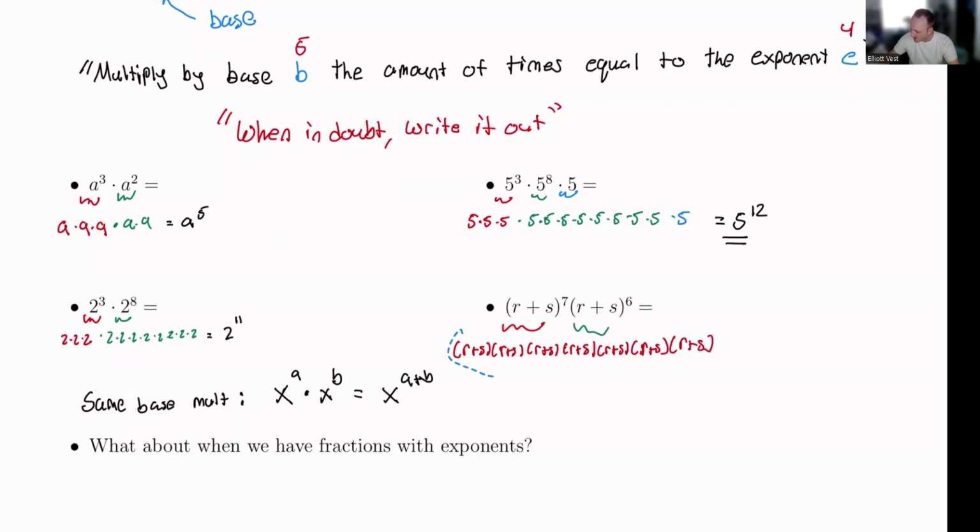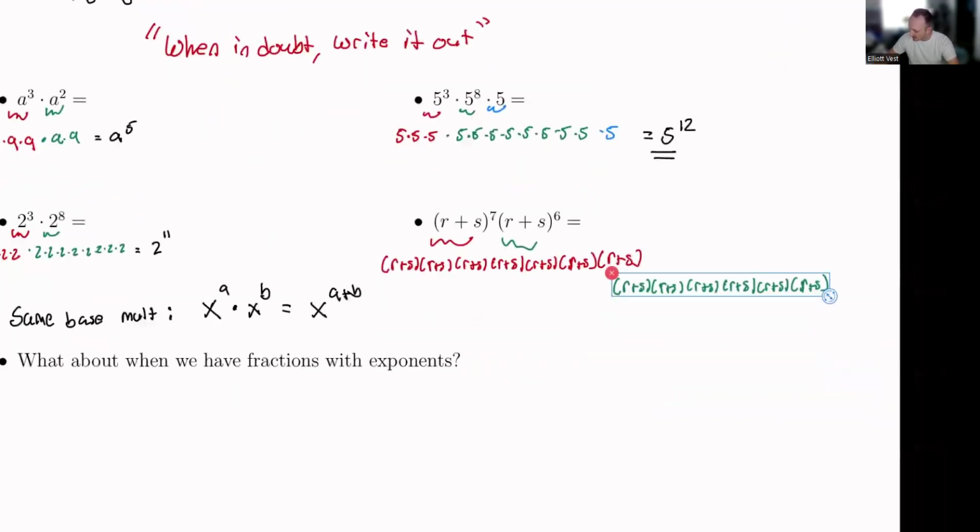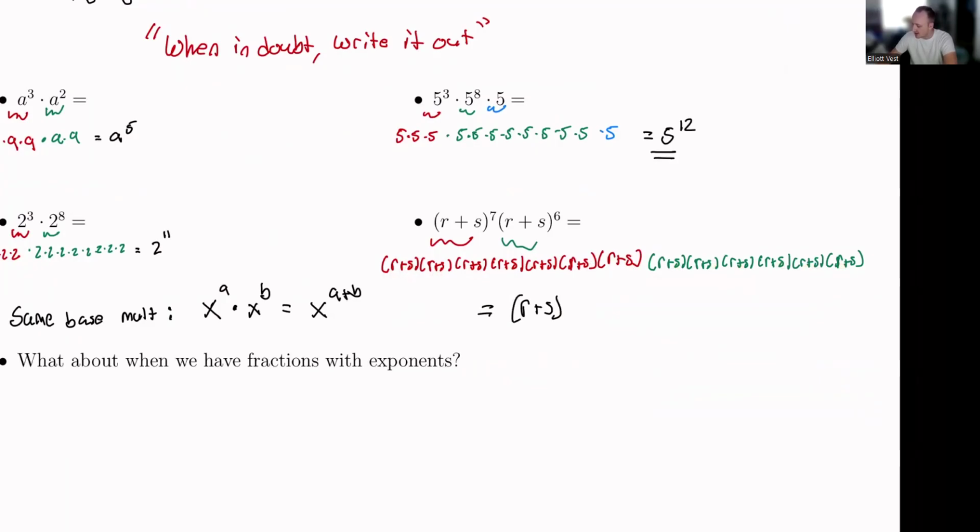And since I'm on an iPad here, I can kind of cheat a little bit. I can just copy, paste, change my color to green. So I have, let's move this around like that. This is 7 r plus s's, and this is 6 r plus s's. How many do I have? 1, 2, 3, 4, 5, 6, 7, 8, 9, 10, 11, 12, 13. This ends up equaling r plus s to the 13th power.